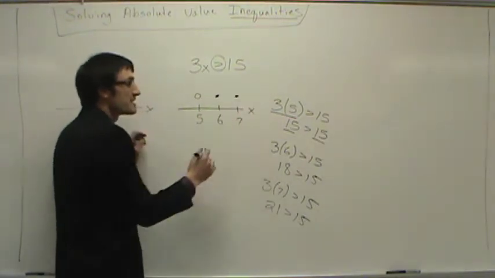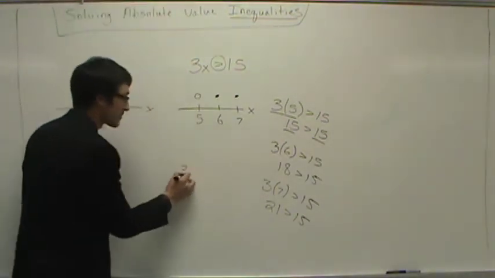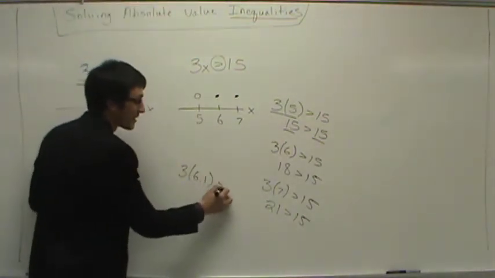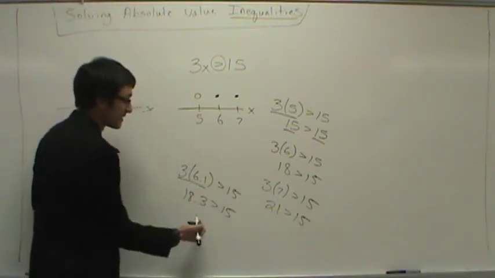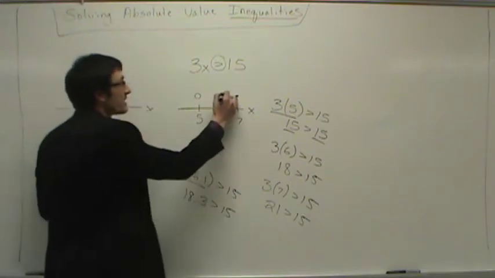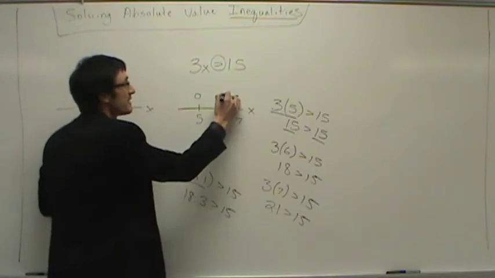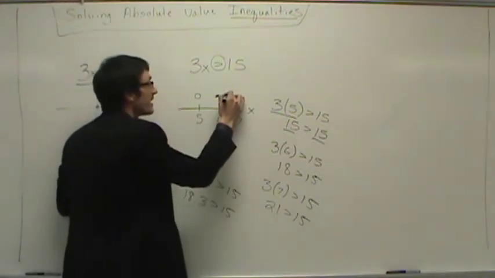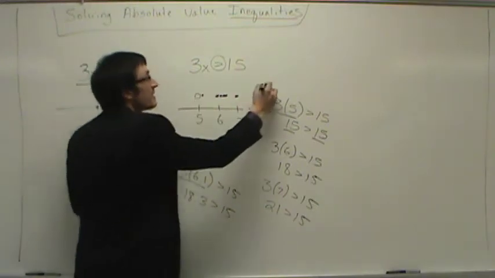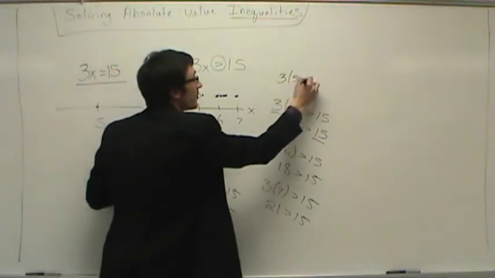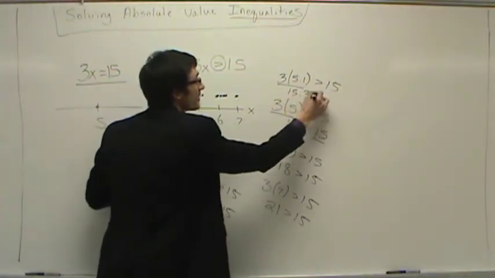And my question is, does 6.1 work? Yes. Is 3 times 6.1 greater than 15? Absolutely. We get 18.3. This is greater than 15. Okay, does 6.2 work? Yes. Does 6.3 work? Yes. Does 5.1 work? Hopefully you say yes. 3 times 5.1 is greater than 15, because we end up with 15.3, which is greater than 15.